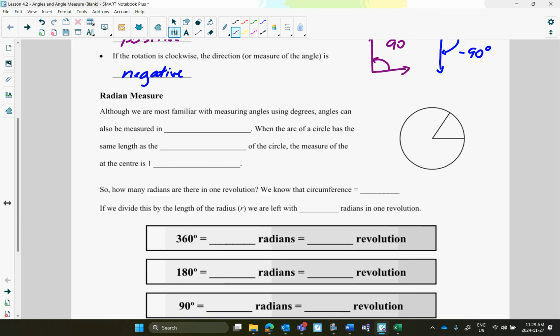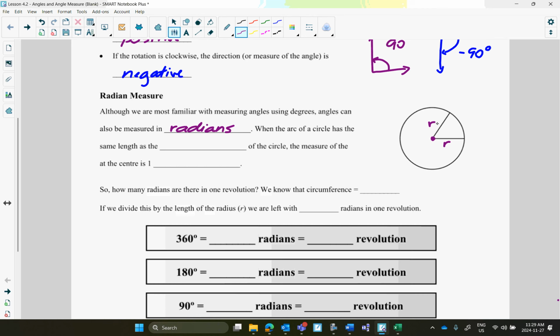Now this new measure is called radians, okay? And how it works, angles can also be measured in radians. It's based on a circle, like degrees, except it's based on the radius of the circle. So here we have a circle, this is the center, which means this must be the radius. Which means this also must be the radius. Okay?